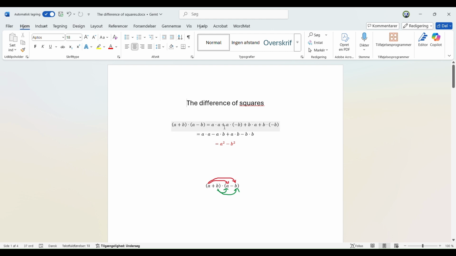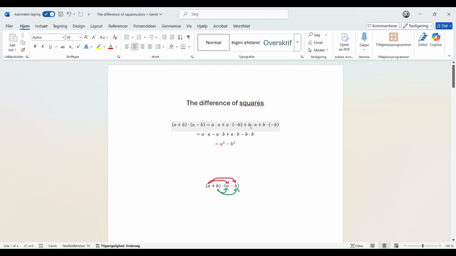If we multiply a positive number by a negative number, or plus multiplied by a minus, then that equals minus. So we end up with a times a, that's this term down here. Then it's minus a times b, because plus and minus equals minus. Then we say plus a times b.